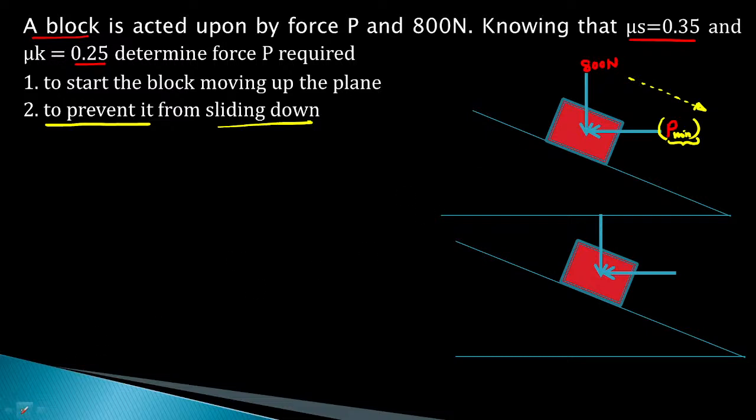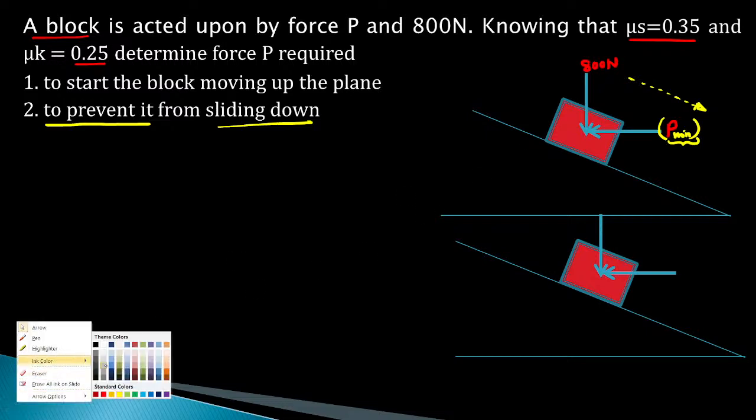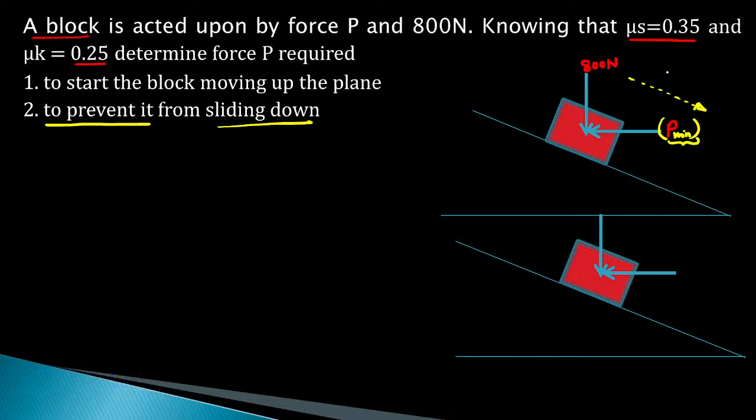So, now here you can observe the impending motion. For the minimum condition, impending motion will be down the plane, and therefore, friction at this contact surface will be like this. So, this is your maximum frictional force when the impending motion is in the downward direction. So, now you can draw the free body diagram.